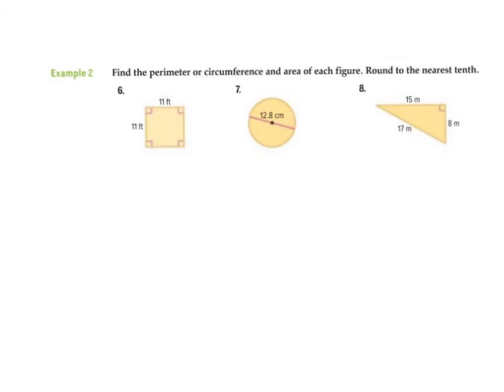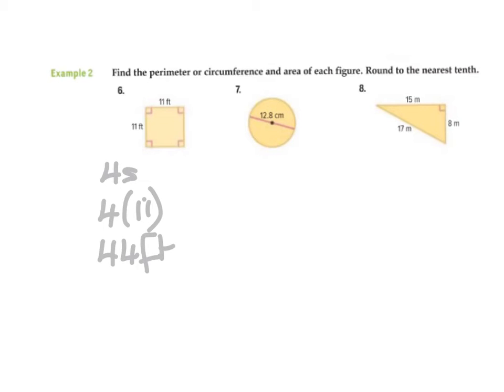So now we're in example 2, which is questions 6, 7 and 8. It's asking you for the perimeter and the circumference of each figure. So let's have a look at what we've got. Okay, so question number 6 is a square. So you've got 4 sides, so don't forget it was 4 times s, so 4 times 11, which will give you 44. And don't forget that's a distance, so it's just feet.